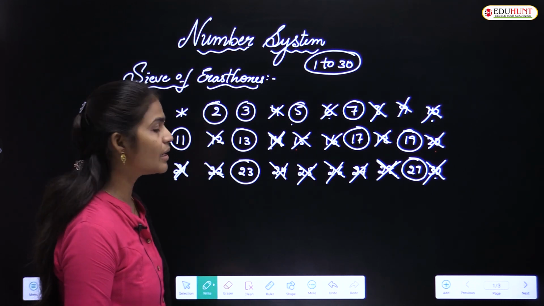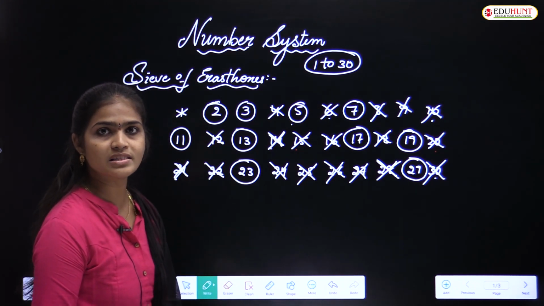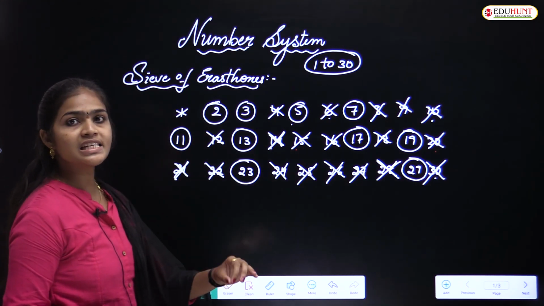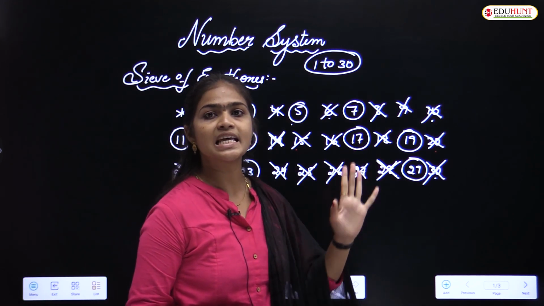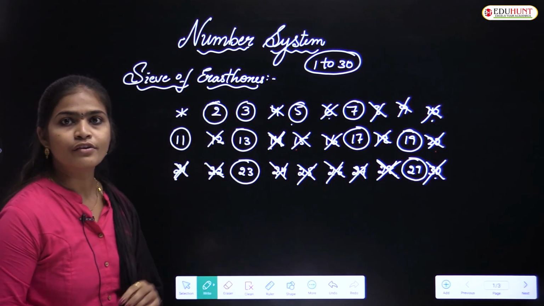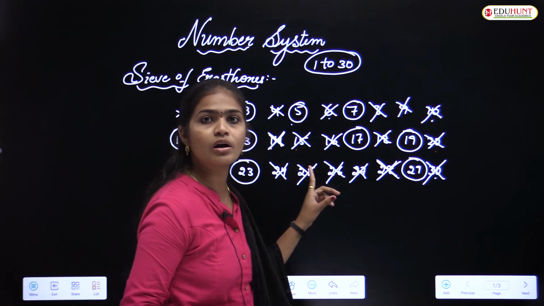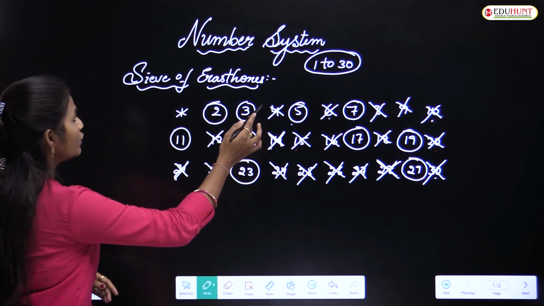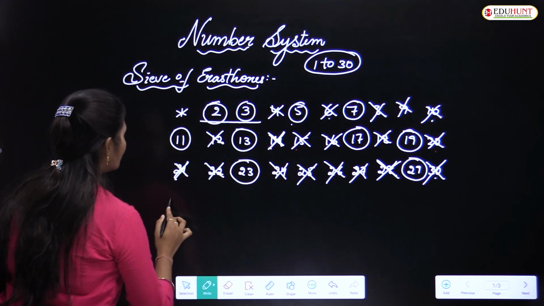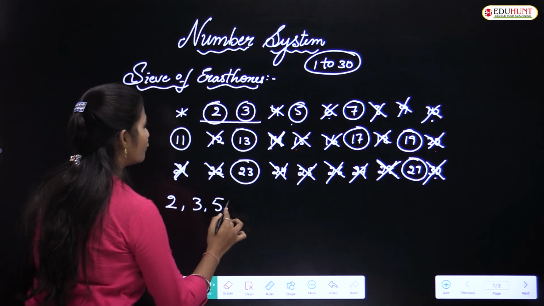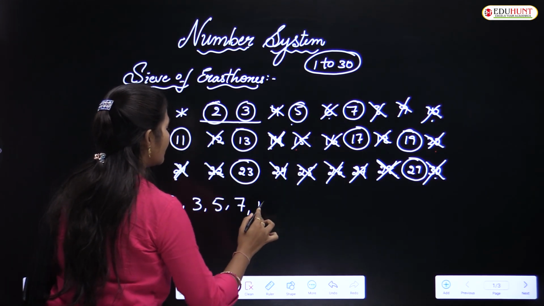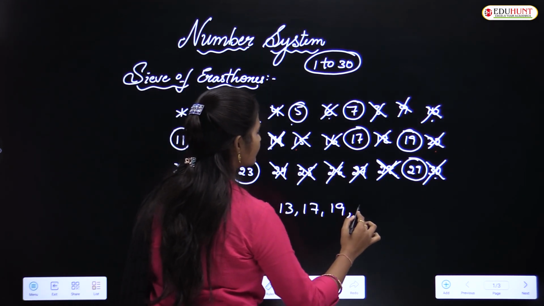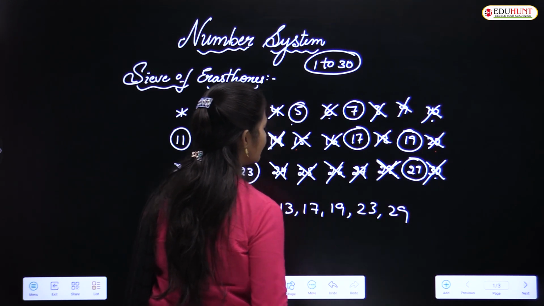Is there any other leftover number without a circle or a cross mark? Not there, no. So observe that from 1 to 30, the numbers we circled here are all prime numbers. The prime numbers from 1 to 30 are 2, 3, 5, 7, 11, 13, 17, 19, 23, 29.